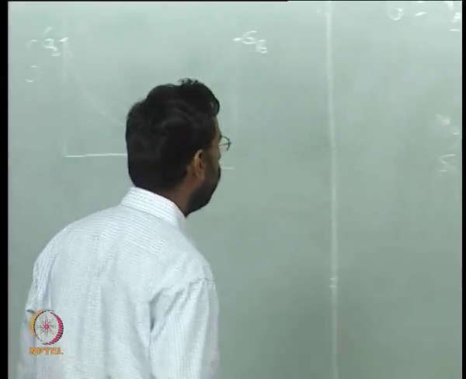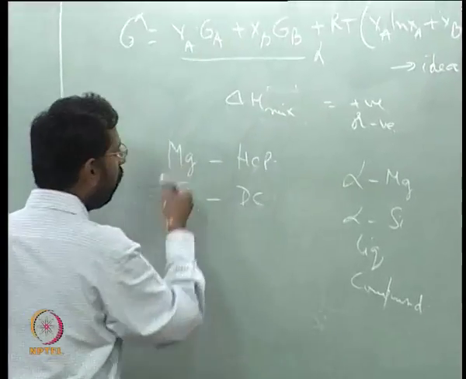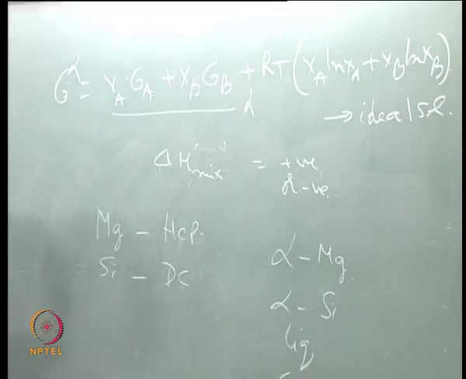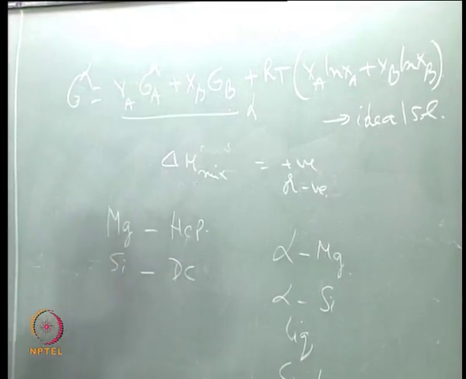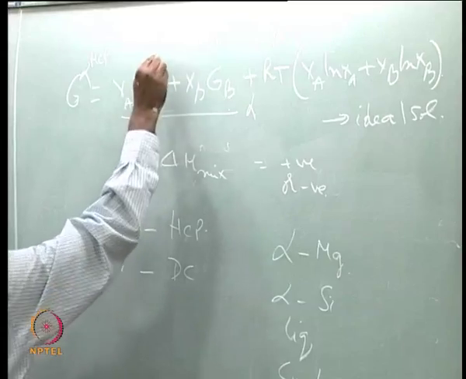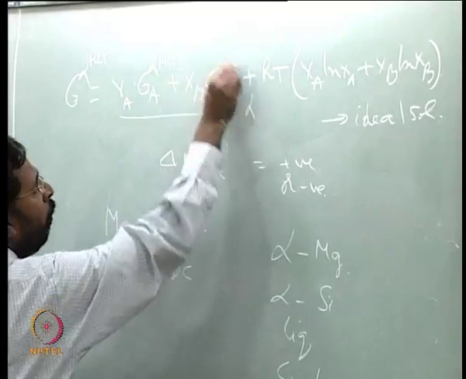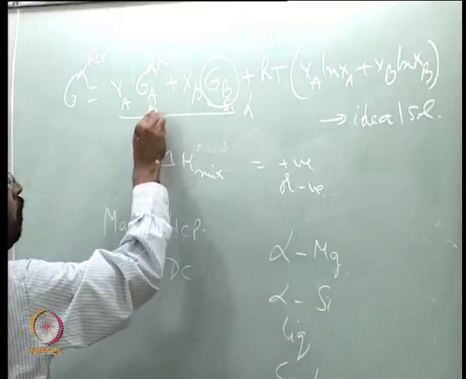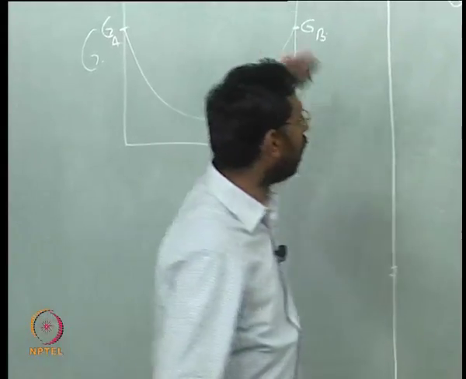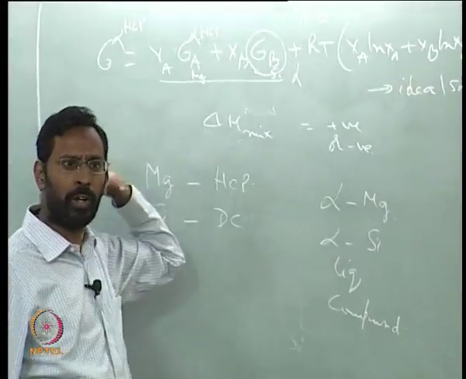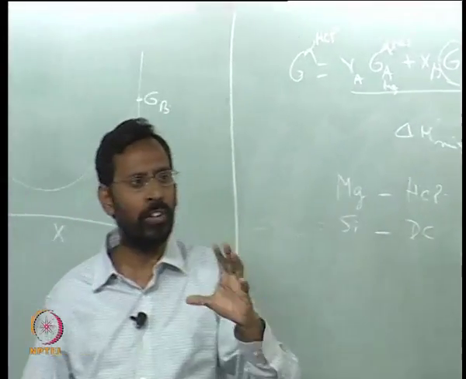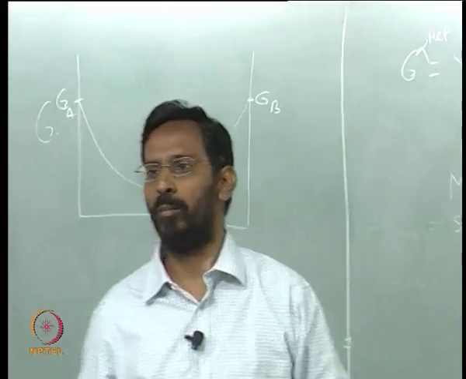That means I need to find out what is the stable state in this particular system. For example, the magnesium stable state is HCP. So, I call this Ga alpha. That means I am calculating for HCP and this is HCP. Now, I know Gb, which is silicon, and this is magnesium. Silicon is not an HCP structure, but for the equation of free energy, in order to get the free energy of alpha magnesium, I need to have the free energy of pure silicon in the HCP form also.